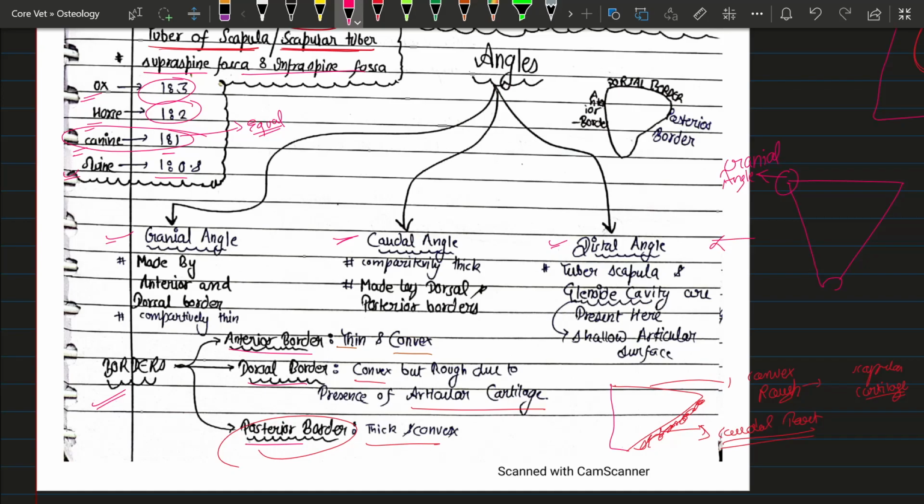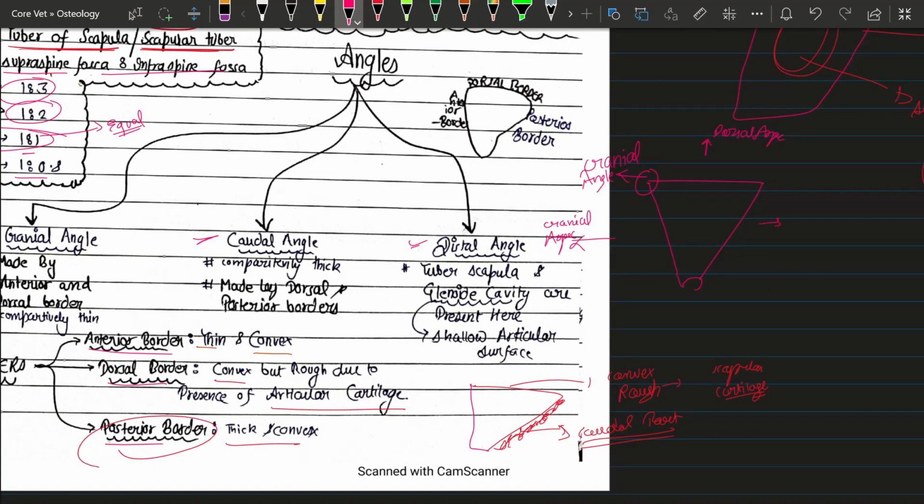If this is the cranial aspect, this is the dorsal aspect. This is the posterior aspect. This is the ventral or the distal aspect. So there are three angles. One is the cranial angle, second is the caudal angle, and third is the distal angle.